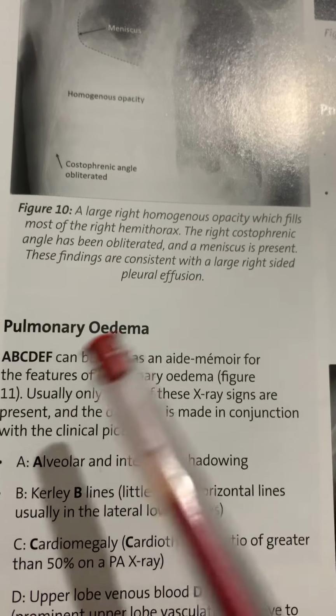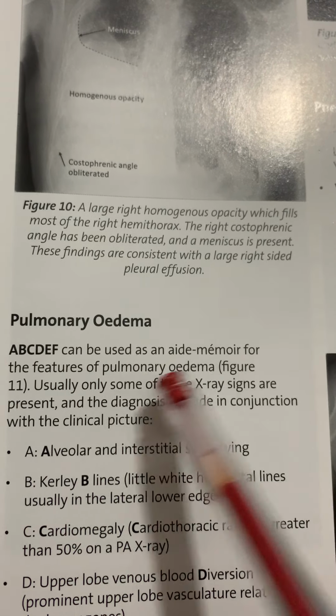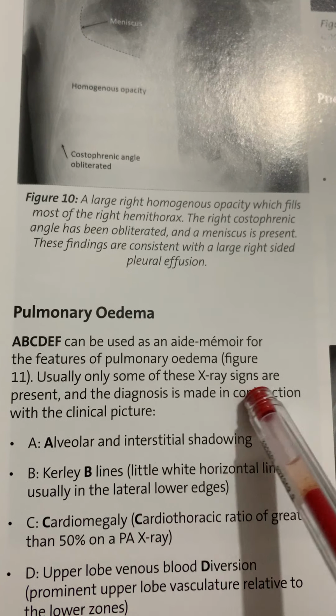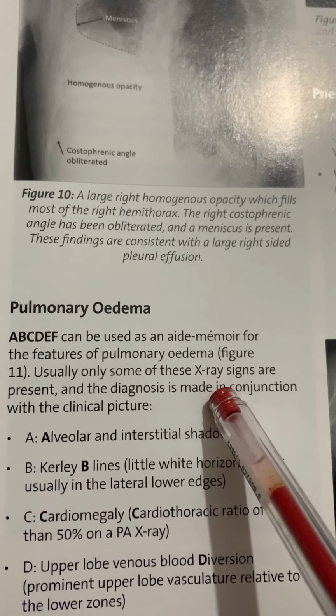Then comes pulmonary edema. A, B, C, D, E, F can be used as a mnemonic for the features of pulmonary edema. Usually only some of these X-ray signs are present, and the diagnosis is made in conjunction with the clinical picture.